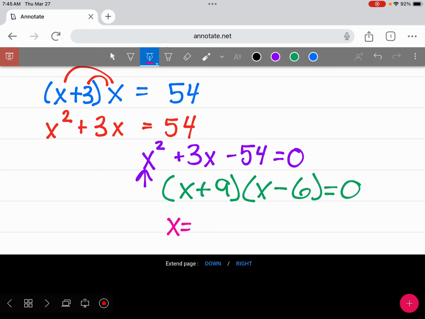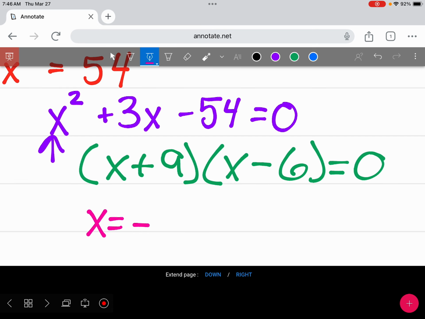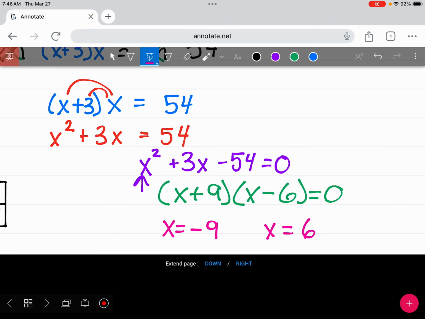How do we get to those solutions? Yeah, it's like setting those pieces equal to 0. The x plus 9 equals 0, x minus 6 equals 0. So we get the opposite sign of those values. So we have x equals -9 and x equals 6. There we go. So now we need to check them.